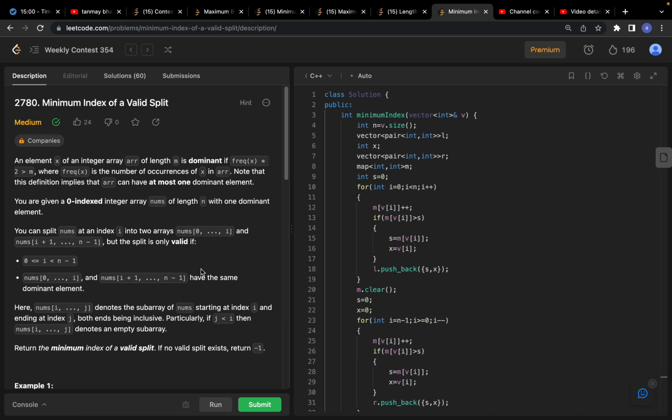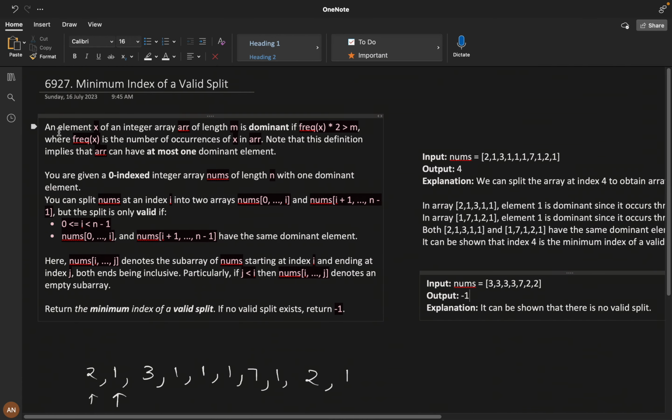So today let's solve this problem, minimum index of a valid split from the weekly contest 354. First let's understand this problem. Here you are given that an element x of an integer array of length m is dominant if frequency of x into 2 should be greater than m.